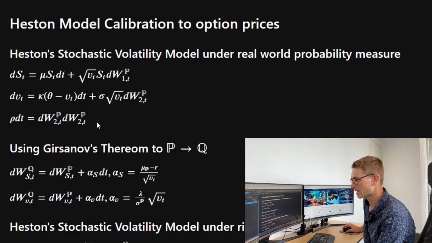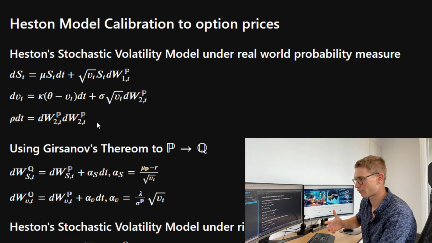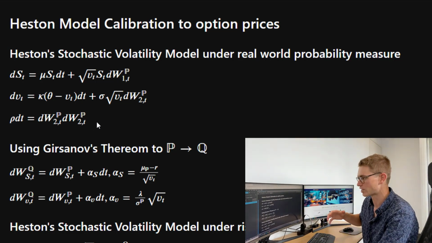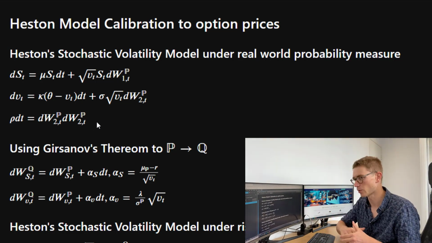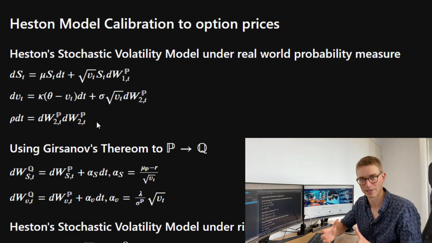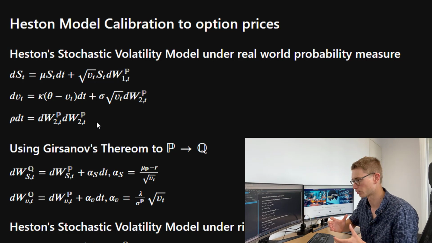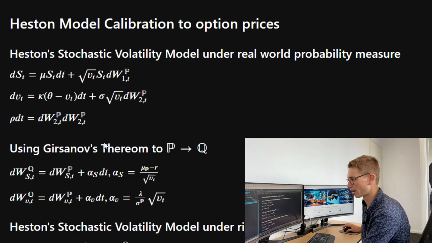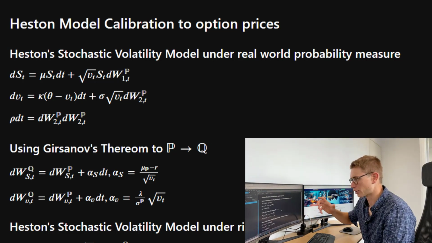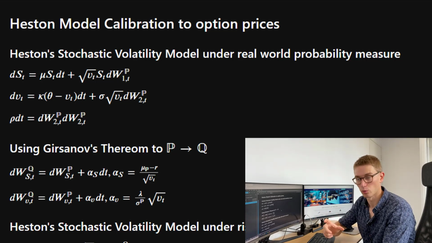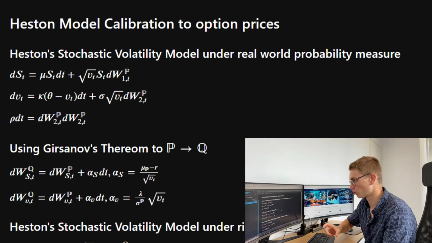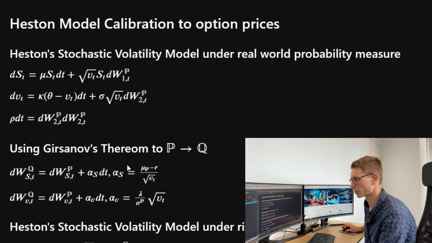Now, the thing that we need to do is translate this from the real world measure to the risk neutral probability measure. The reason we want to do this is that we want to estimate the parameters used in the risk neutral world. So we're going to use the option prices to find the risk neutral parameters. To translate from our real world measure to our risk neutral probability measure Q, we use Girsanov's theorem.